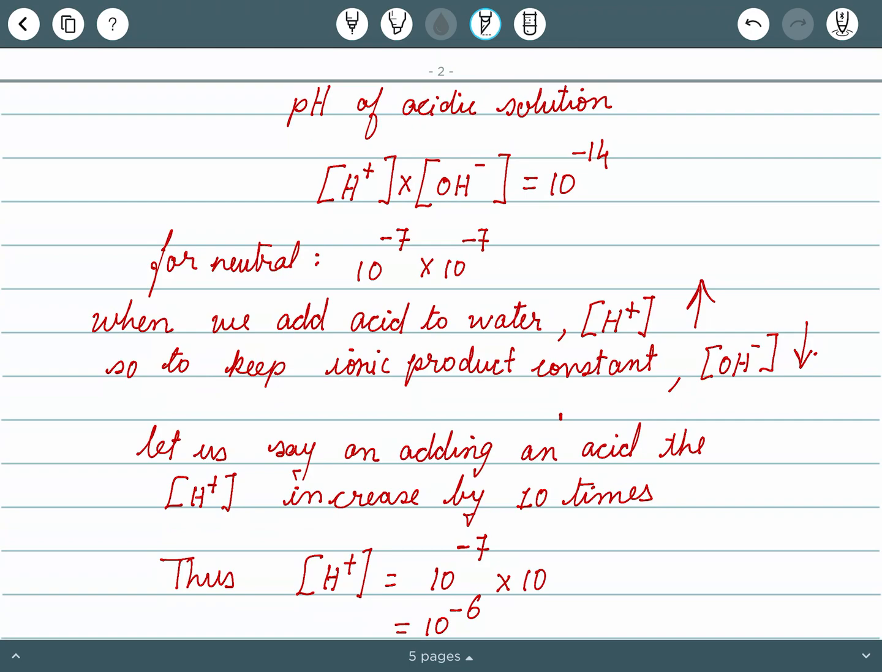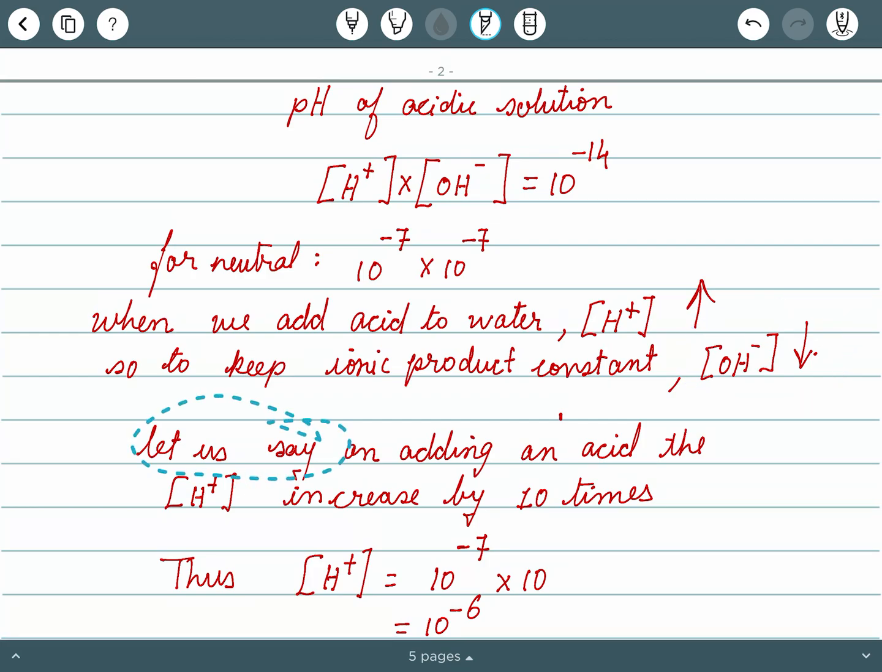We all know for a neutral solution, the concentration of H plus and OH minus ions are both 10 to the power minus 7. But as you have added an acid to water, the concentration of H plus ions has increased. But we all know that the ionic product should always be constant. So if the concentration of H plus is increasing, to keep ionic product constant, the concentration of OH minus ions has to decrease. Let us take an example to understand it more clearly.